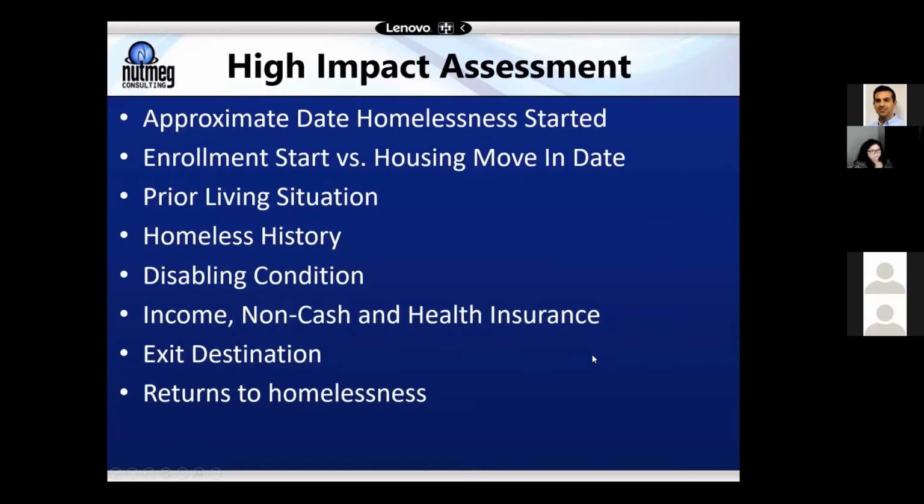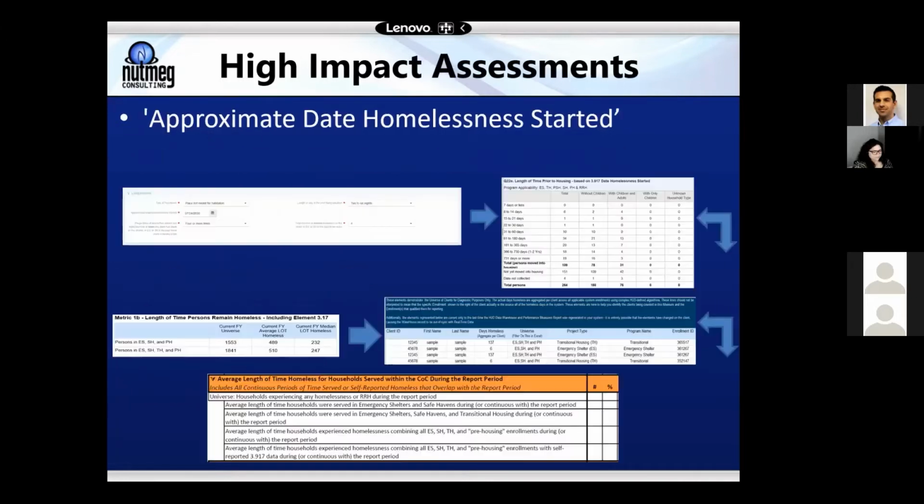And certainly, as I said, if you have any questions as I go along, feel free to type them in the chat, and Hanny or Sherry will stop me if it's something that might need further conversation. Okay, so first we're going to talk about high impact assessments.